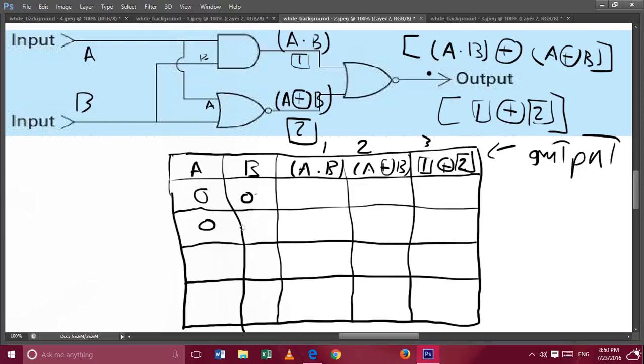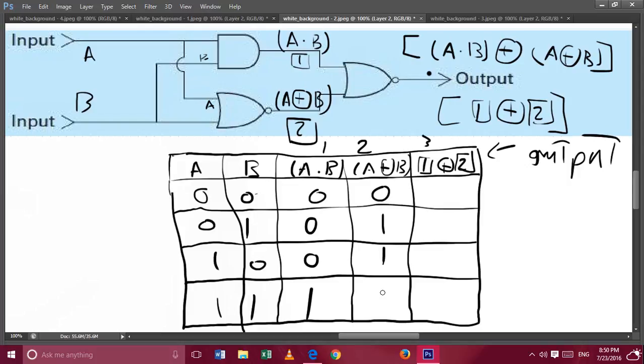0, 0, 0, 1, 1, 0, 1, 1. So A and B, it's super easy. All you need to do is all zeros except this. A XOR B, remember that XOR is an odd detector. So you get 1 here. The 2 inputs have to be different in order to get 1. So 1 here and 1 here, right?